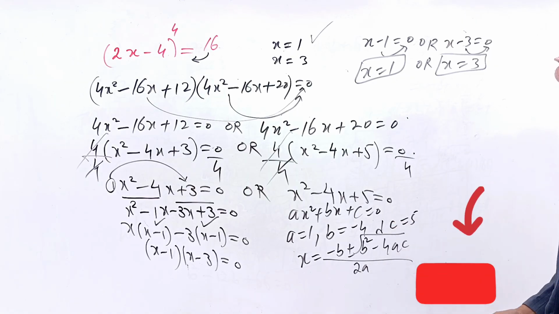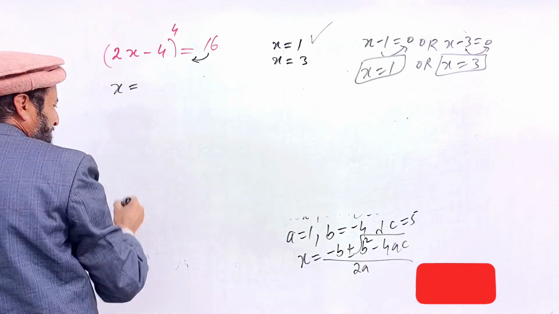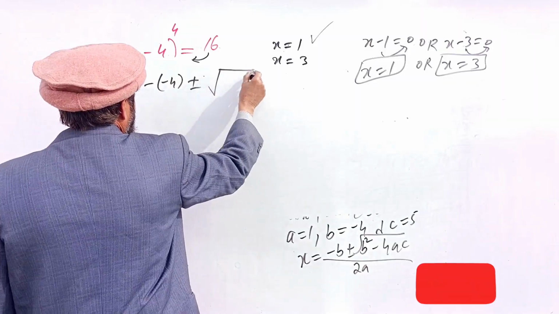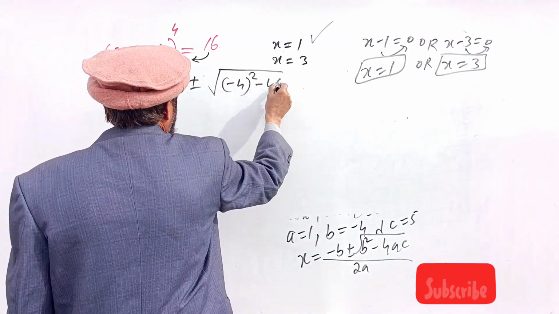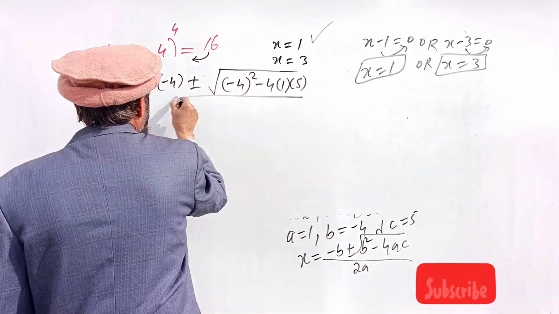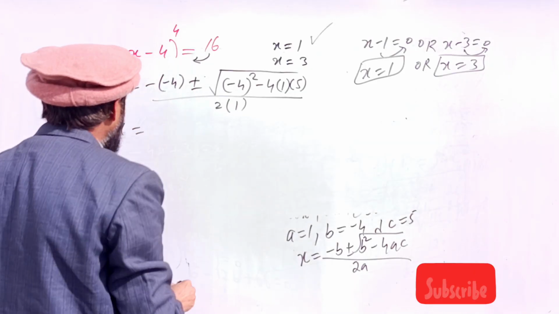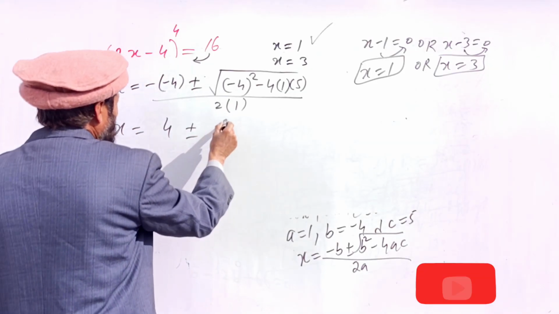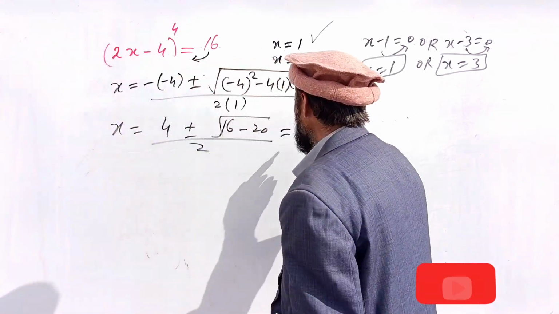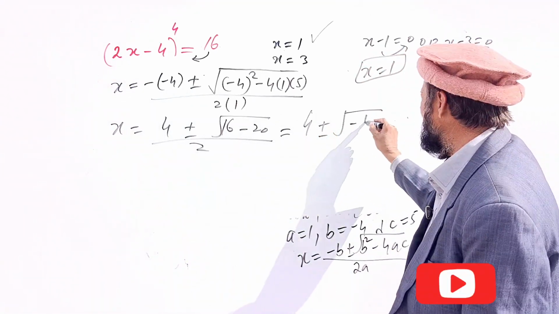Now in the second equation, applying the formula, x is equal to minus b, and minus b is equal to plus 4, plus minus square root of b square minus 4ac, where a is equal to 1 and c is equal to 5, divided by 2a, where a is equal to 1. Now x is equal to 4 plus minus square root of 16 minus 20, divided by 2. So x is equal to 4 plus minus square root of minus 4, divided by 2.